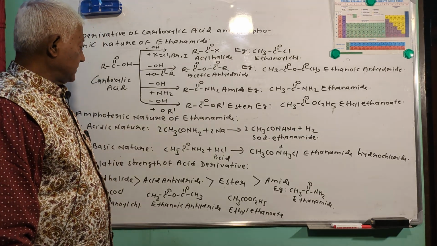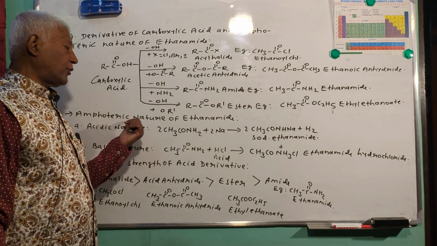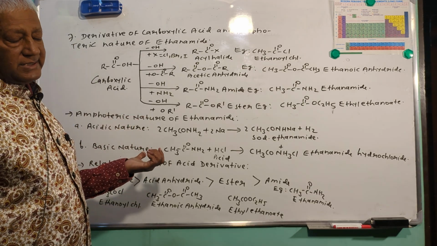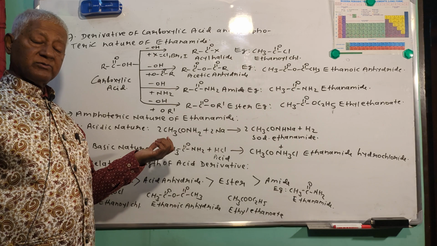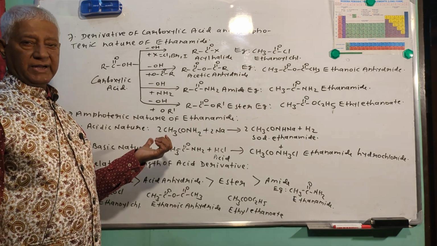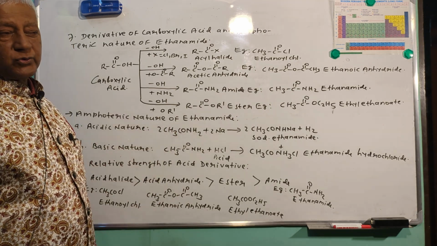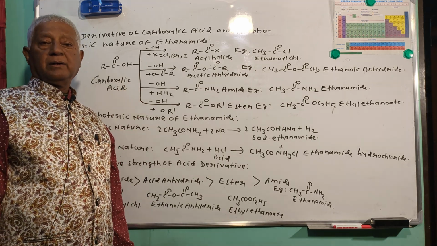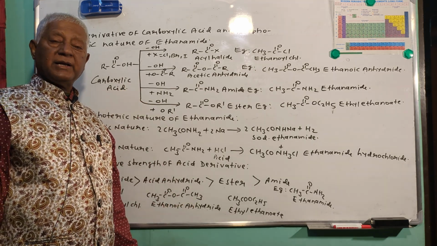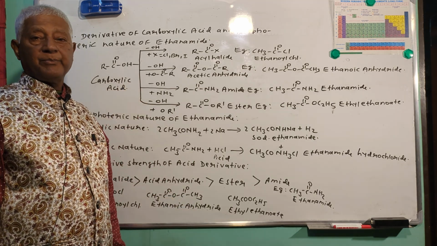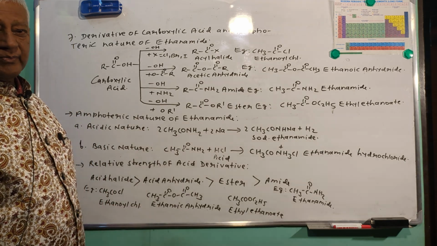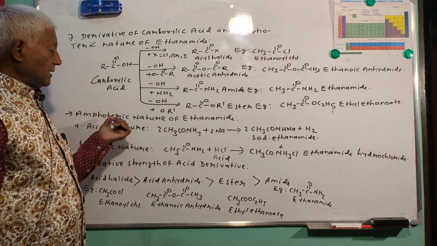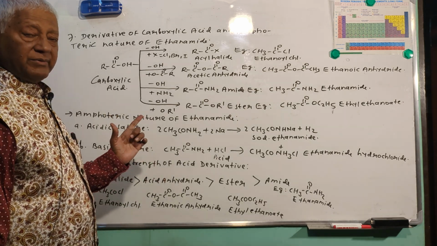Next, generally asked in examination: amphoteric. What is amphoteric? It behaves as both acid as well as base. Acid as well as base are known as amphoteric in nature. Like we have already told you about amphibia, which lives in water as well as on land. You can remember that. So amphoteric means it may be acidic, may be basic.